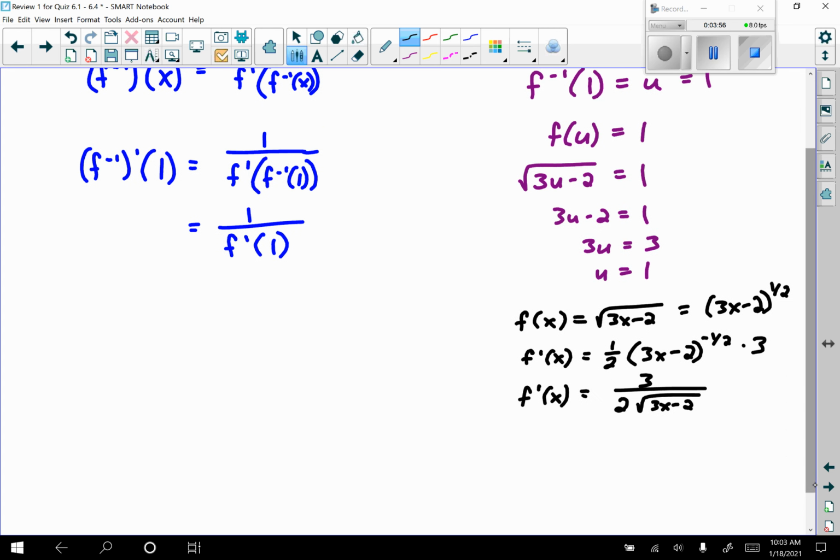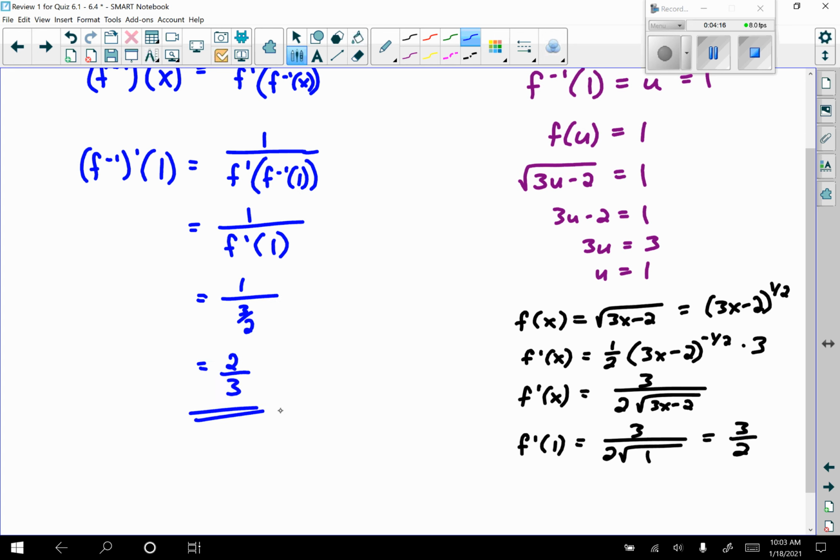And then I'm going to evaluate this at x equals 1. So I get 3 over 2 times the square root. 3 times 1 is 3, so 3 minus 2, that'll just give me 1. So then this will just equal 3/2. So now I get 1 over 3/2, which is just the reciprocal. So this gives me 2/3.